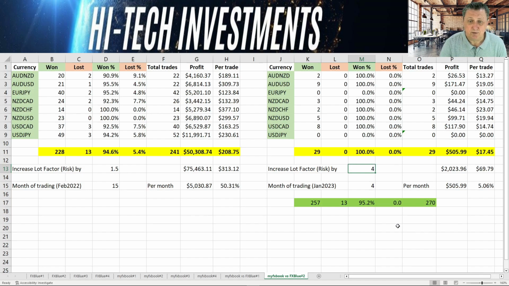So overall, if we mix the two results, because they are not all the same, some are similar, but there are different trades that have been taken, we can see that overall there's 257 trades that were done between the two accounts. We can see that 13 were lost, which at the end of the day says a win rate of 95.2%, and then a losing rate, which doesn't seem to show up here. But that would then also be 4.8. And then in total, we would have 270 trades within that period of time.